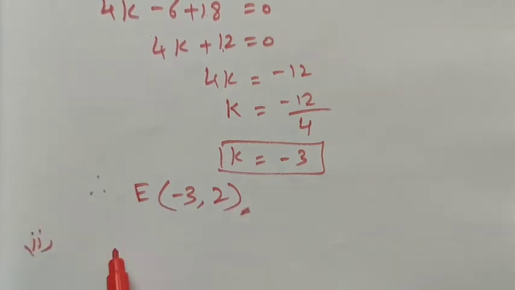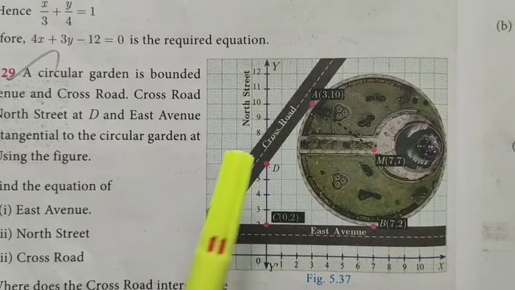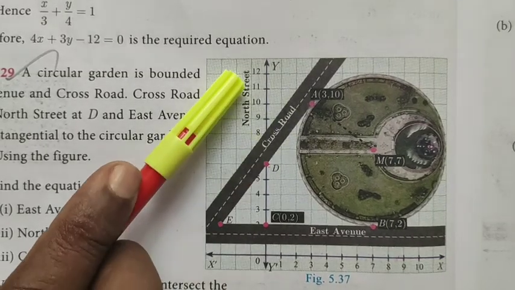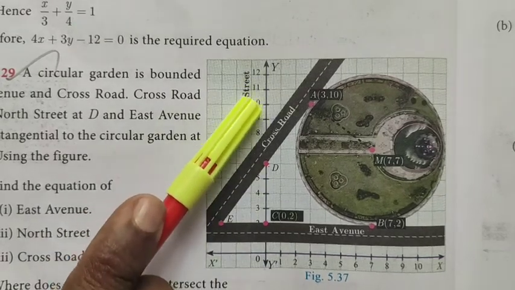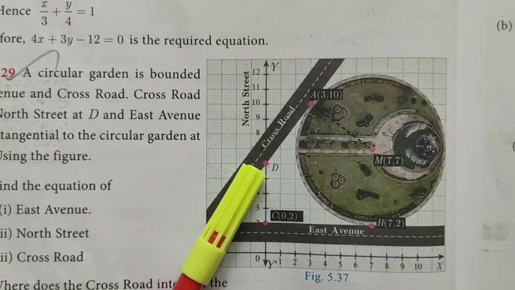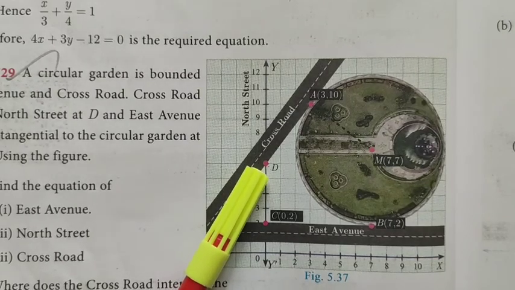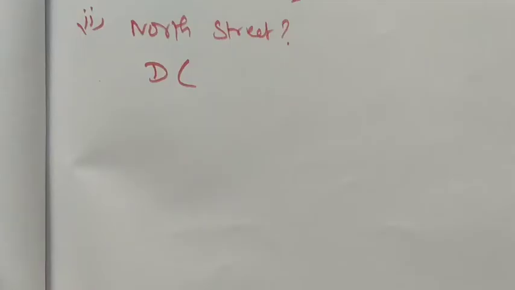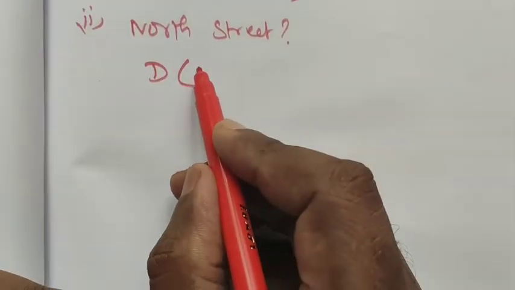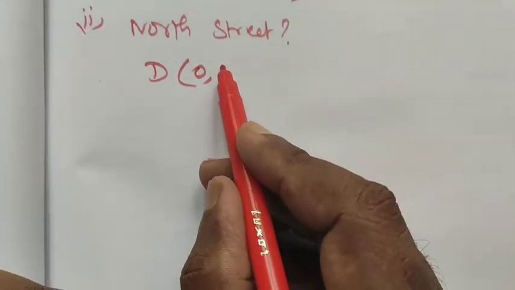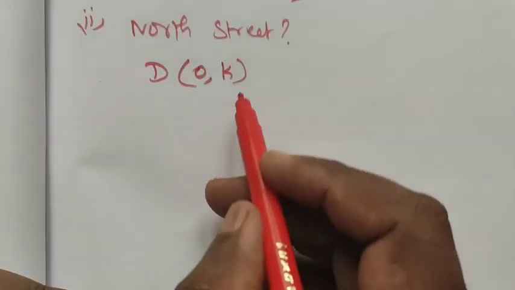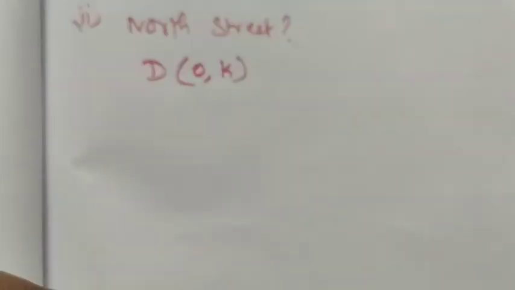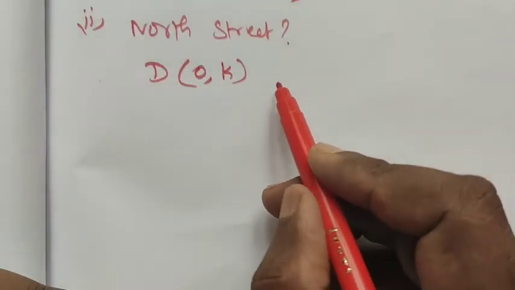Next, the second Roman numeral, North Street. Let's see the diagram. Now see, the crossroad intersects the North Street at D. This is the North Street, right? At the D point. The point D lies on the y-axis, which means x is equal to 0. Then we take it as 0 comma k, or whatever, may be m or n, we can take it as a constant, right? Passing through the crossroad.